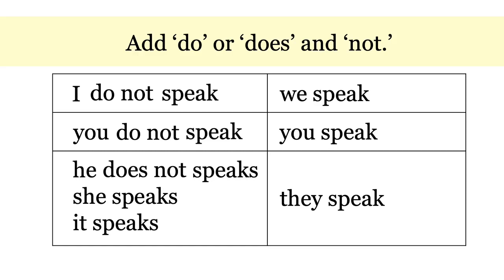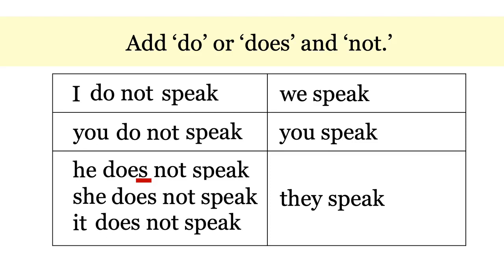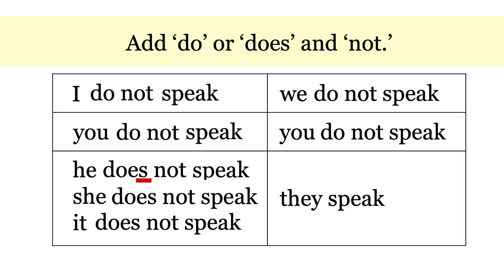But something happens here. I have an S here on does, so I don't need this S on speaks anymore. We drop that. He does not speak. We only need one S. She and it follow the same pattern. She does not speak. It does not speak. And the plurals all follow the same pattern with do. We do not speak, you do not speak, and they do not speak. Remember, all of simple present forms the negative this way, except for the be verb.